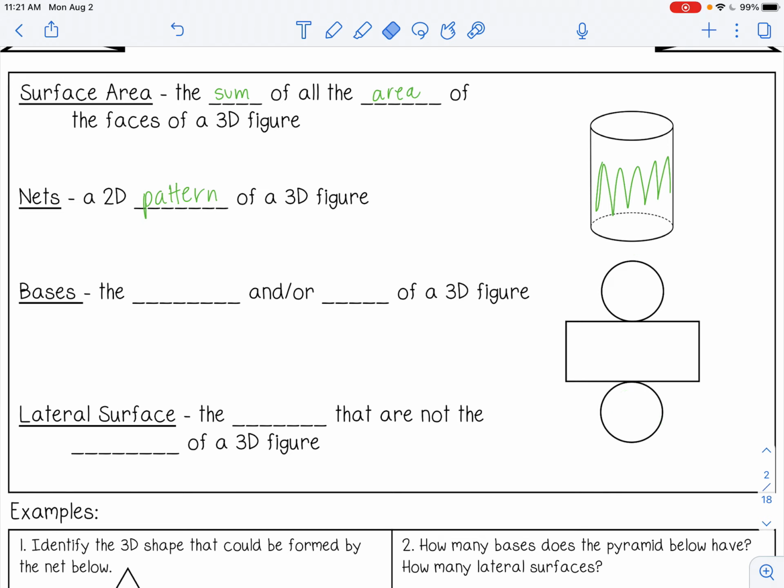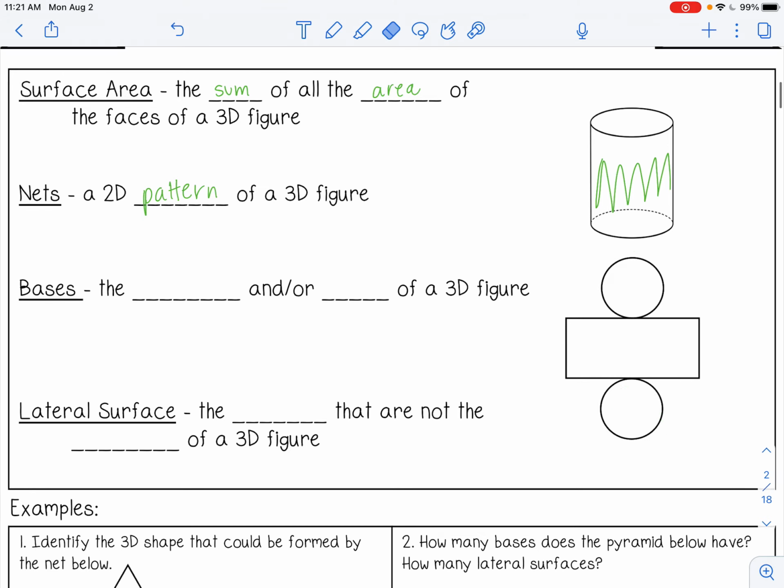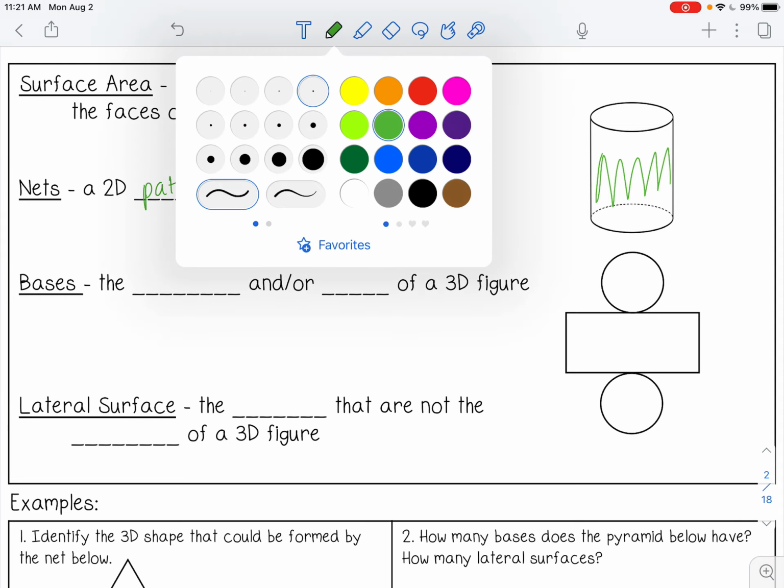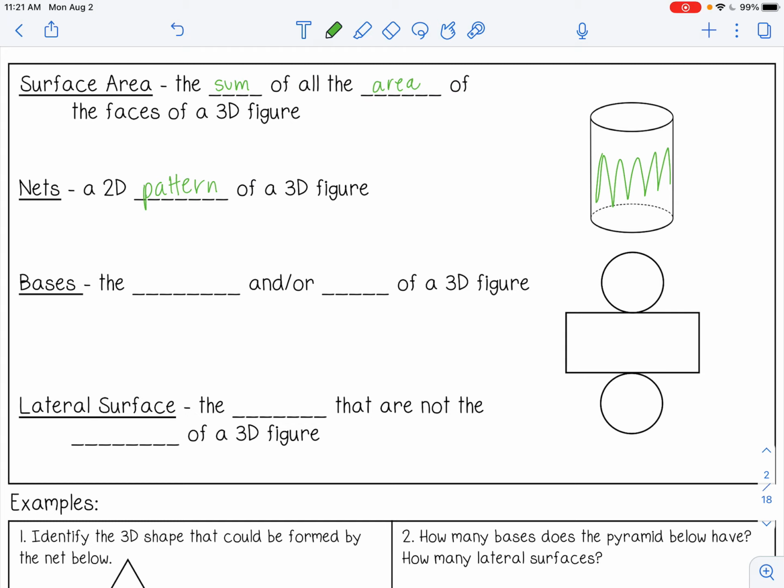All right, a couple of different types of faces that you will see. First of all, a base is the bottom and/or the top of a 3D figure. So on a cylinder, it has two bases, the circular bases. So this is a base and this is a base. Some 3D figures just have one. Some 3D figures, like a sphere, have no bases.